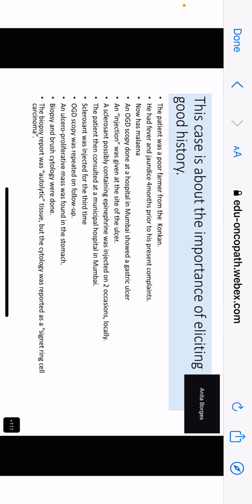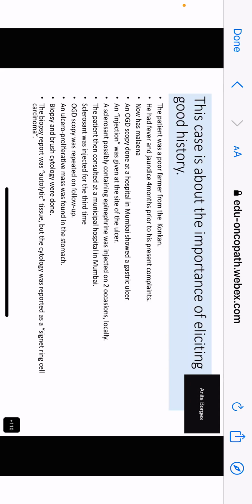a gastric ulcer. See? And he was bleeding from that ulcer. So an injection was given at the site of the ulcer. Well, we can only assume what that injection was. Could have been a sclerosant or something of that sort. It could have been epinephrine. Okay, so a sclerosant, possibly containing epinephrine, was injected on 2 occasions locally. Patient then consulted at a municipal hospital in Mumbai because he was still getting melena. And the sclerosant was injected for the 3rd time.